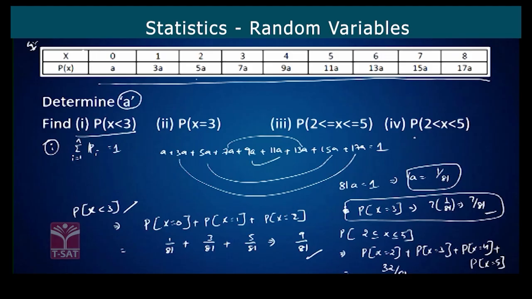Likewise, look here at the probability of 2 less than x less than 5. Here what we have to do is, probability of x is equal to 3 plus probability of x is equal to 4, we have to consider these two values. Okay, fourth bit, the probability of 2 less than x less than 5. So here we have to consider only probability of x is equal to 3 and x is equal to 4 because there is no equality sign here. 2 and 5 are excluded here. So probability of x is equal to 3 plus probability of x is equal to 4, that's nothing but 7a plus 9a which is nothing but 16a, 16/81.